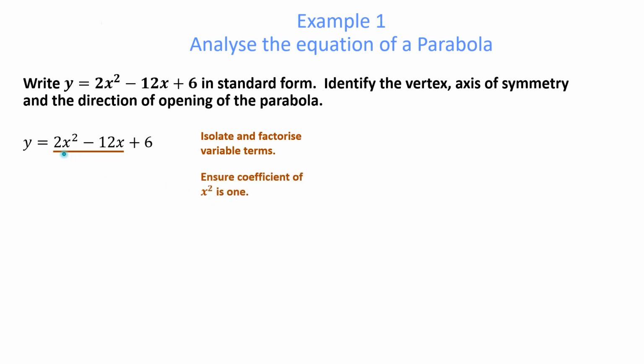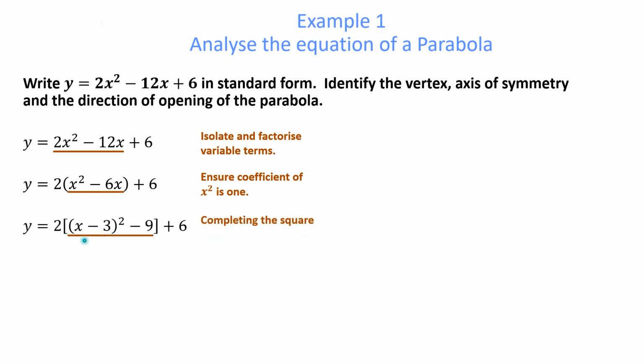Now, we want the coefficient of x squared to be equal to 1. Over here, the coefficient of x squared is 2. So we'll take a factor of 2 out to give us the following. And you can see within this round bracket, the coefficient of x squared is indeed 1, which means we can now apply the technique of completing the square to this round bracket to give us these square brackets. Okay, and you can see the 2 remains the same, the plus 6, which is the constant, remains the same over here.